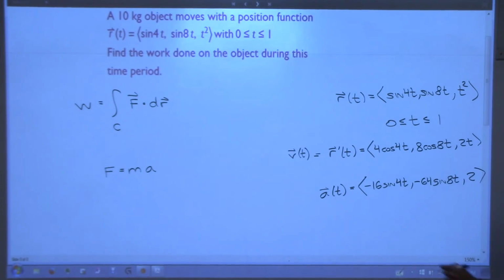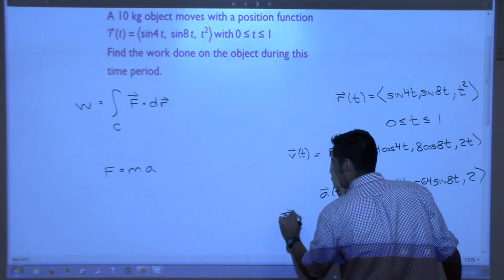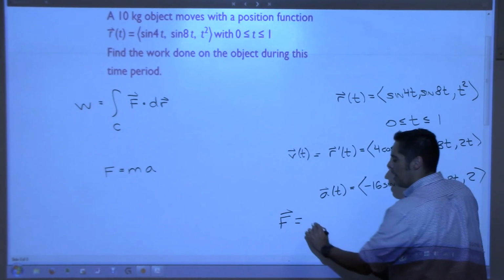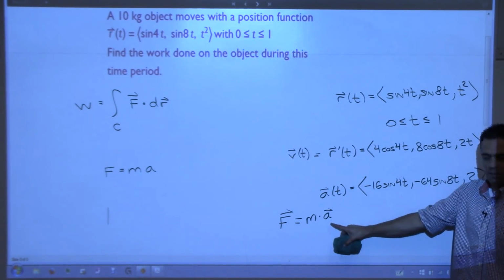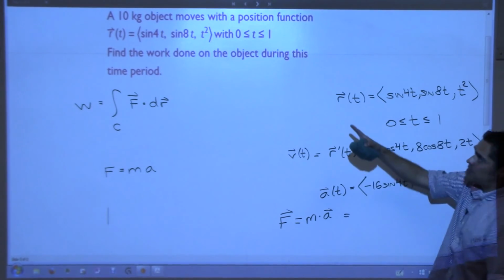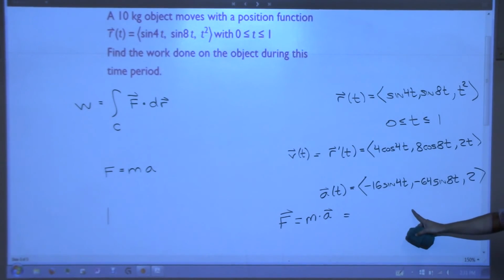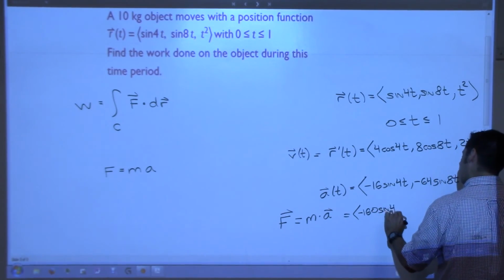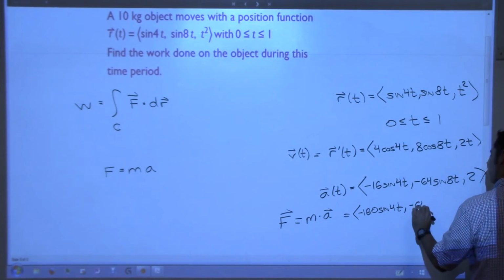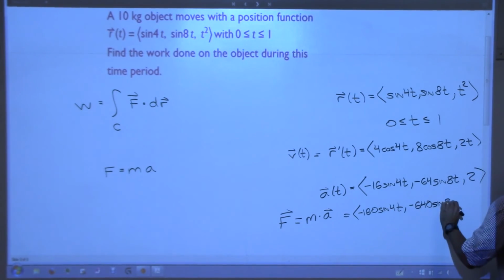Then if I want the force as a field, it's the mass times the acceleration function. Mass is 10, so multiply this by 10, it's a scalar. So you get negative 160 sine 4t, negative 640 sine 8t, and then 20, yeah? There's your force.